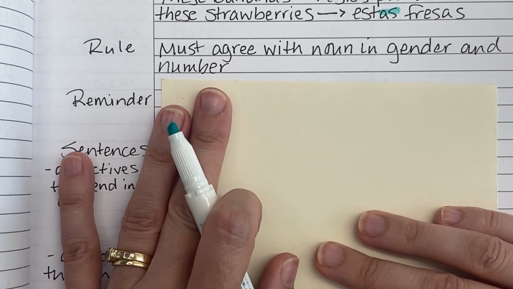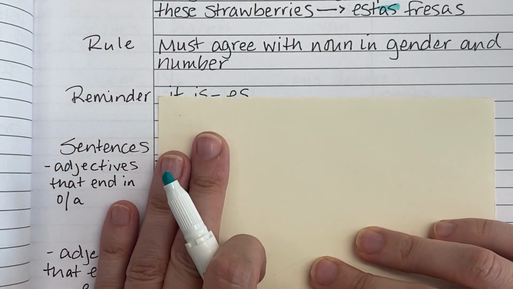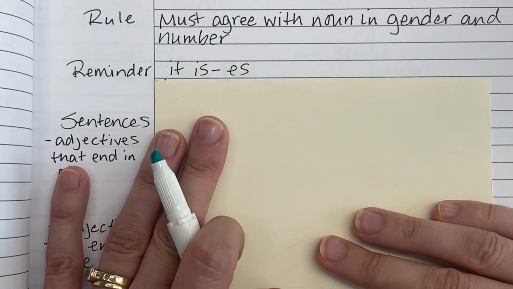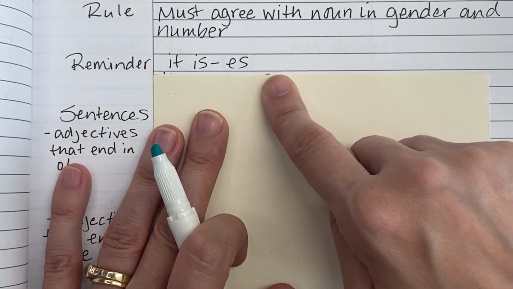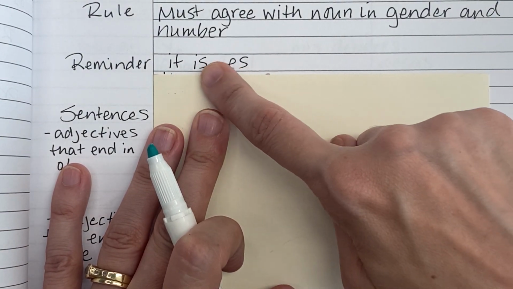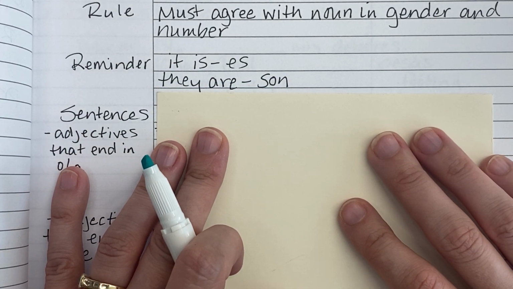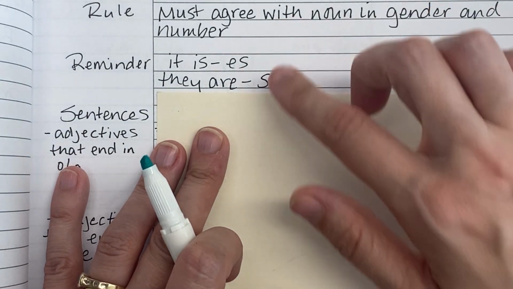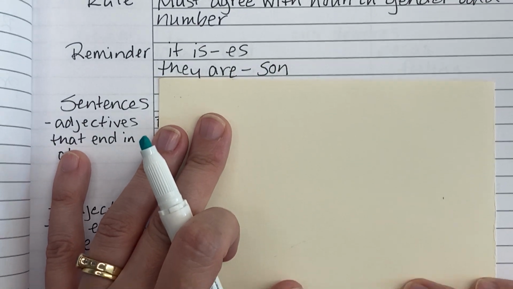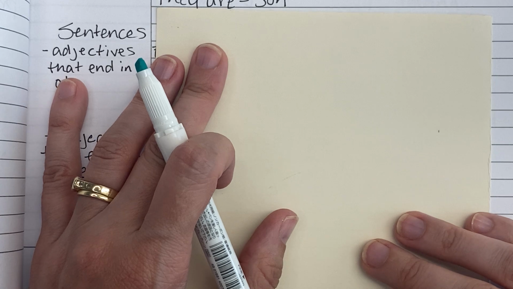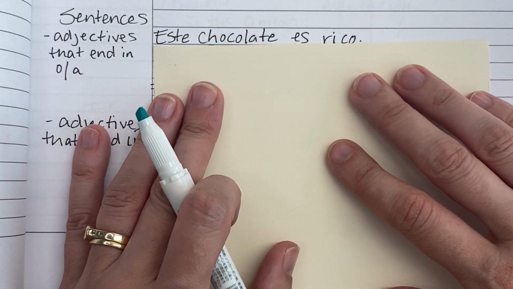Here's another little reminder, something to keep in mind before we dive into looking at these words in sentences. We learned that he or she takes es, él es, or ella es. We could also say it. Es can be it is, and then they are is son, okay? You'll see why that is important when we get to the sentences. So it is es, they are son. So now let's look at sentences with the words for this or these in context.